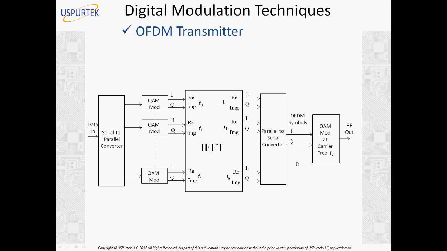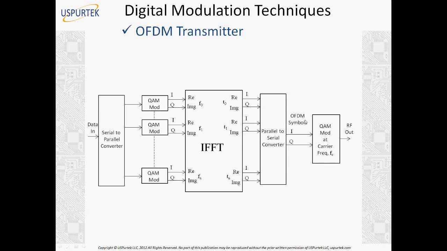So instead, by doing inverse fast Fourier transform, we make a single composite signal, which is the OFDM symbol, which is the time domain version of all the frequencies here, subcarriers, which are hundreds or thousands of carriers. And finally we make a composite signal and modulate that composite signal, which is a time domain signal, onto the carrier frequency FC, which is the actual carrier frequency transmitted into the air, which is RF out here.